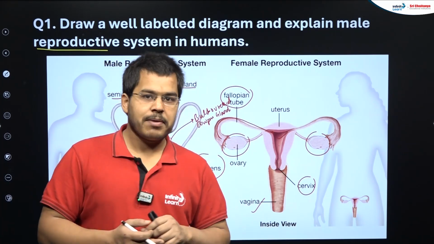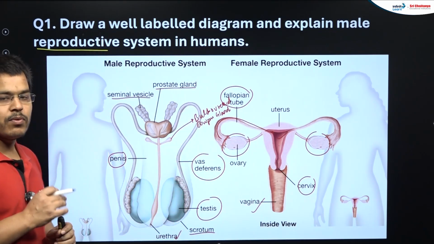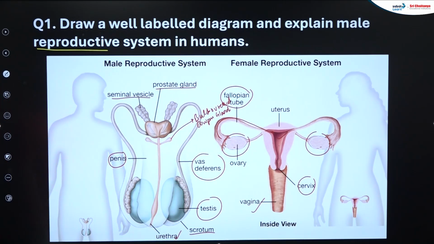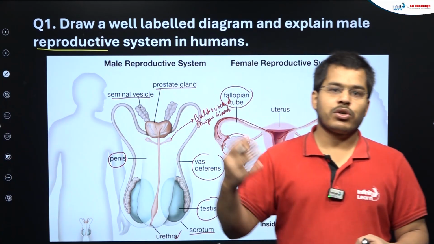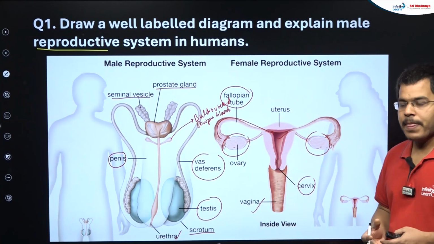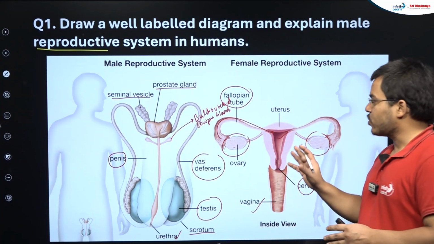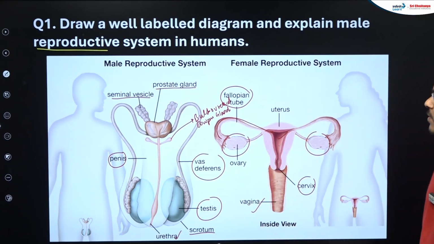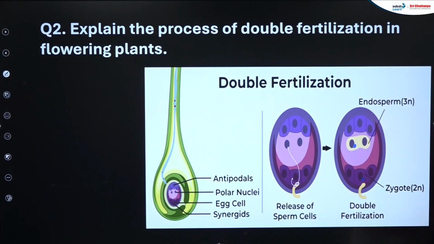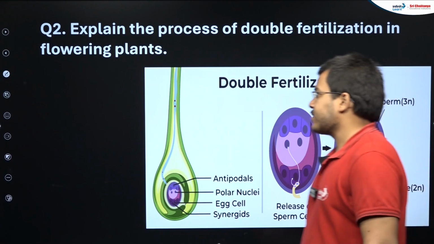Both the diagrams are very important, and they can come in one way or another in the examination, or their parts might come in the form of questions like give the function of these particular things. So be prepared about the functions and the structure of all the parts of the male and female reproductive system in humans. Now the next, second question, students, is from plants.